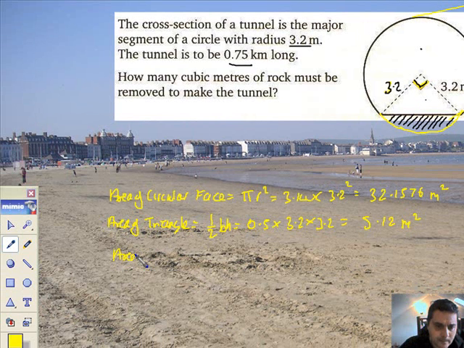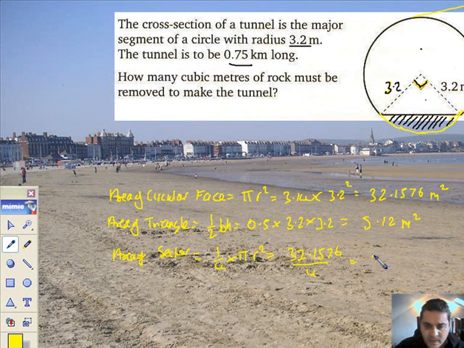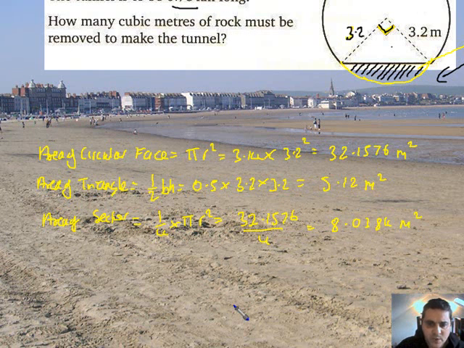So area of sector is going to be a quarter of pi r squared, which is the whole area, 32.1576 divided by 4, which comes to 8.0384 meters squared. I know there's lots of little answers here, but I do need them. So let's just work out the area of the tunnel.